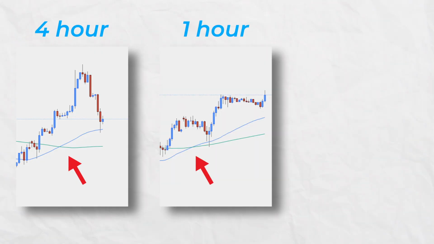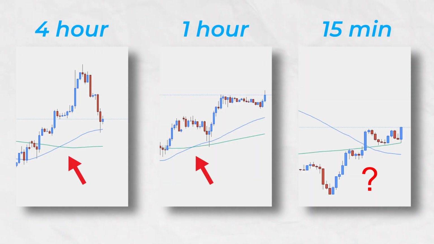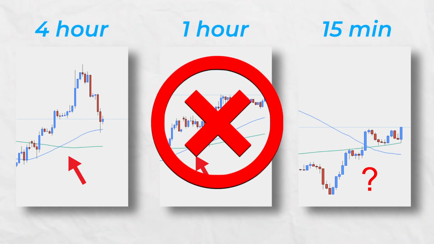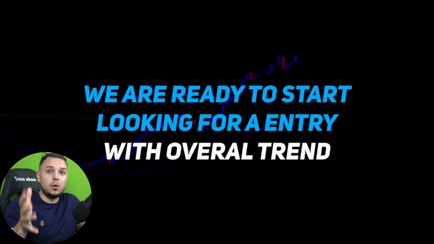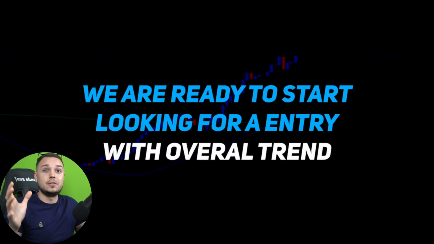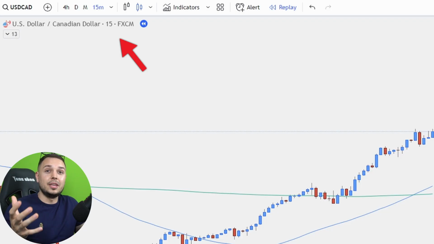Each of the three trading timeframes has to have a golden cross. If it doesn't have it, trading is invalid. We cannot place a trade without them. After you find all of these requirements, we are ready to start looking for an entry with the overall market trend. Our main entry time frame will be on the 15 minutes. I found this works the best for day trading.